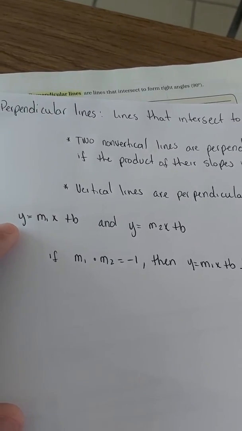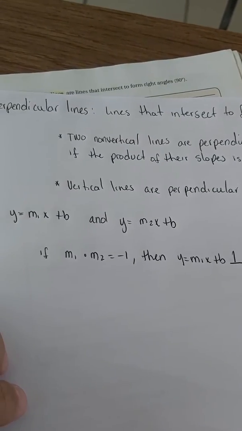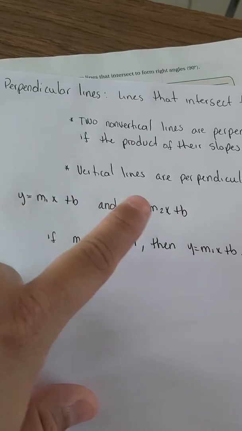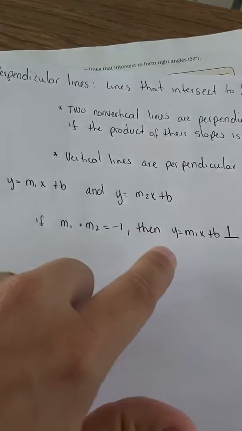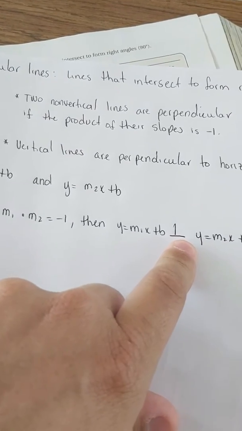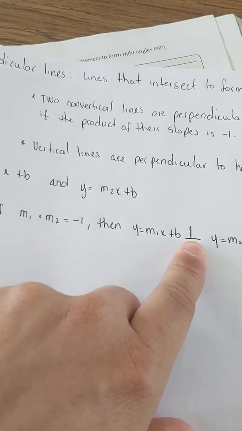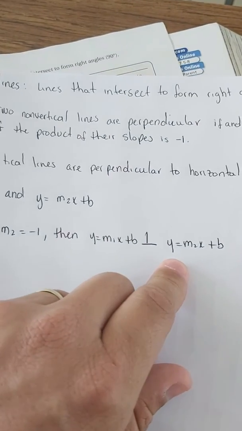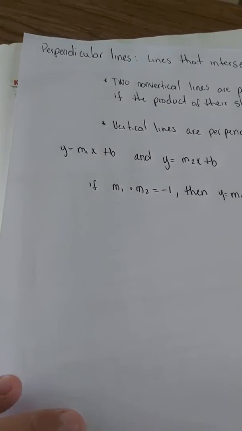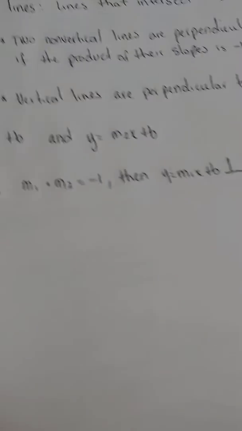So here we have an example. Let's suppose that we have two linear equations: y equals m1x plus b and y equals m2x plus b. If m1 times m2 is equal to -1, then y equals m1x plus b is perpendicular to y equals m2x plus b. Notice that the symbol for perpendicular is an inverted capital T. Okay, so those are the definitions for slopes for perpendicular lines.